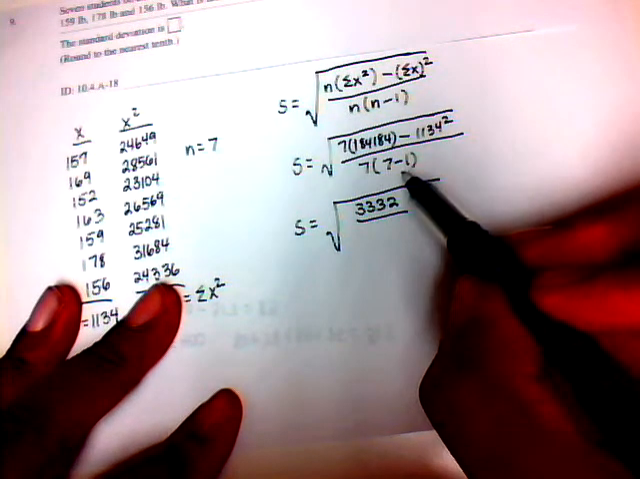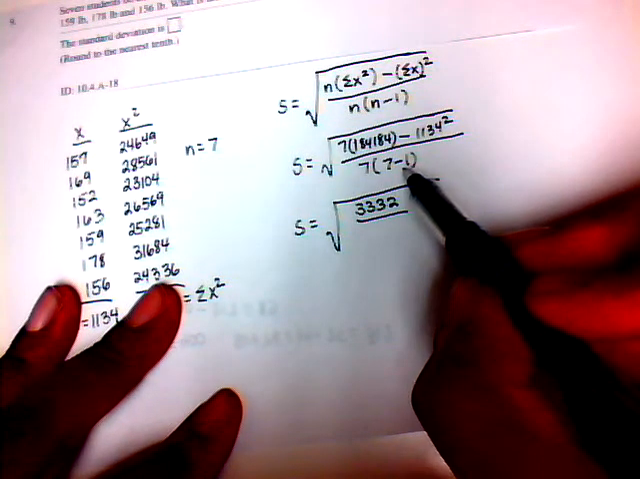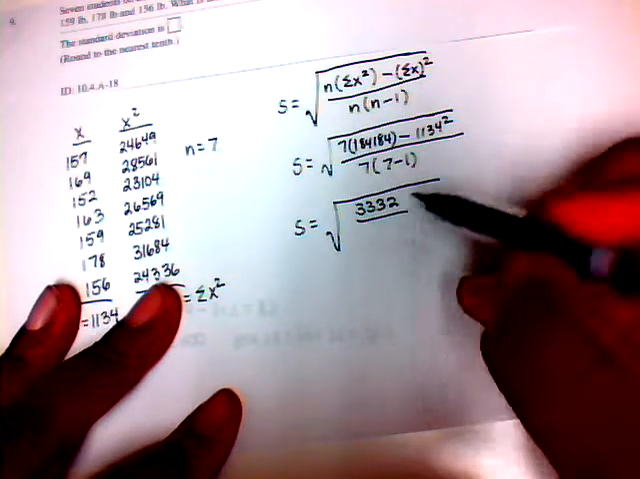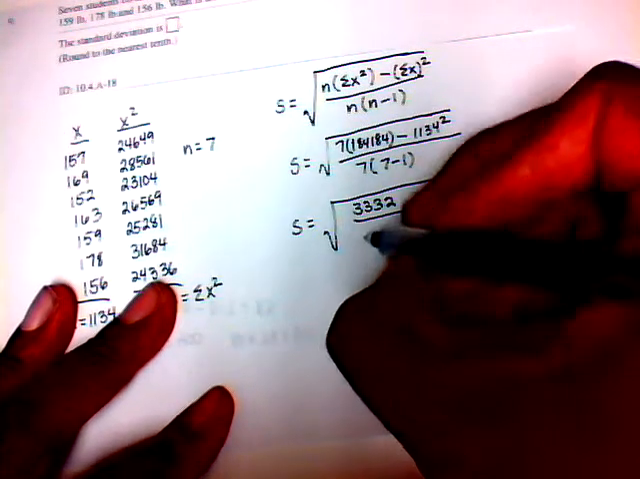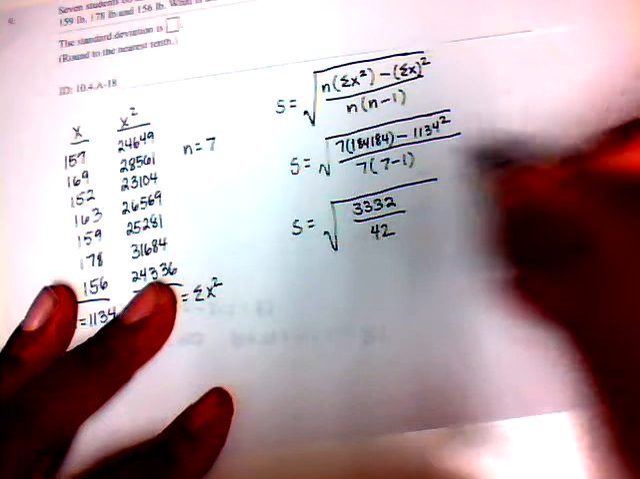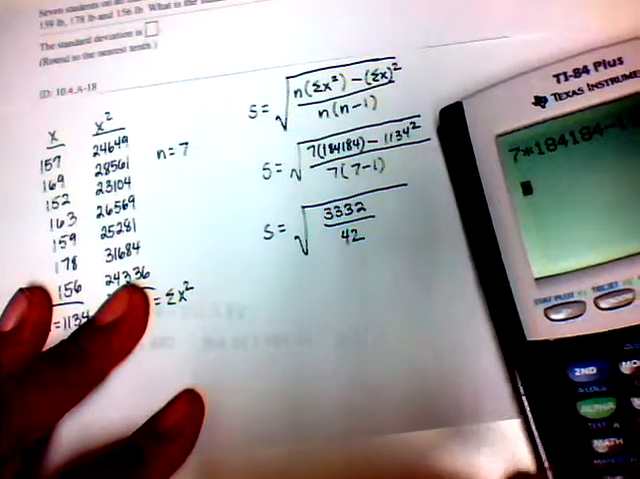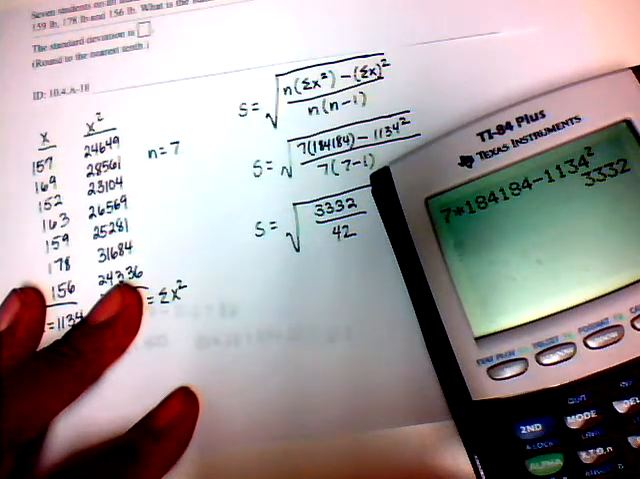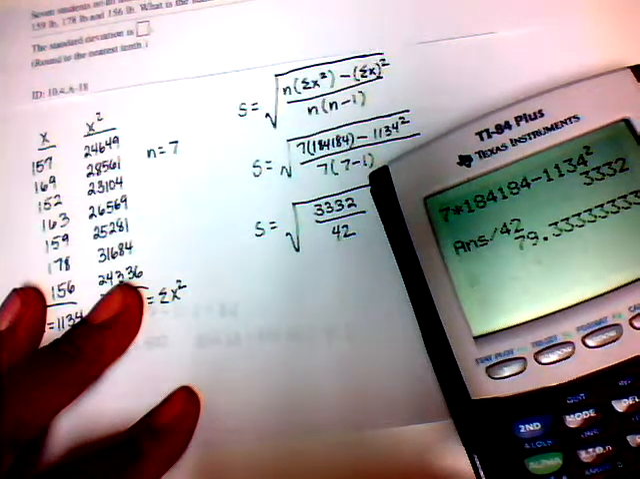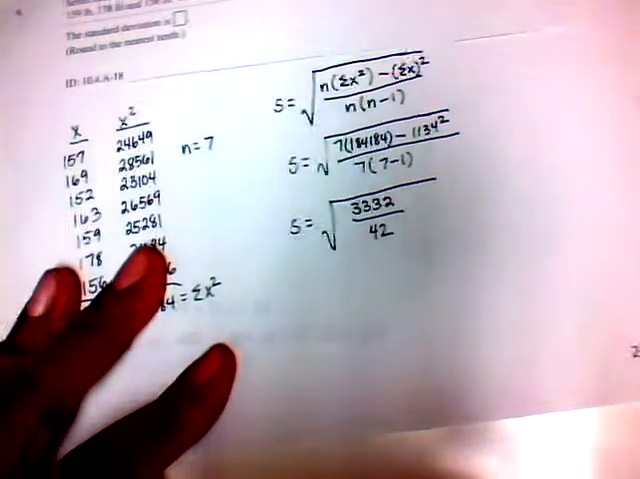Now, the denominator is going to be easy. I can do 7 minus 1, which is 6, and then 6 times the 7, that's 42. So now I've got 3,332 divided by 42. That's going to be 79.333 repeating.